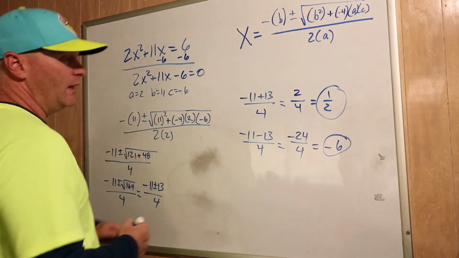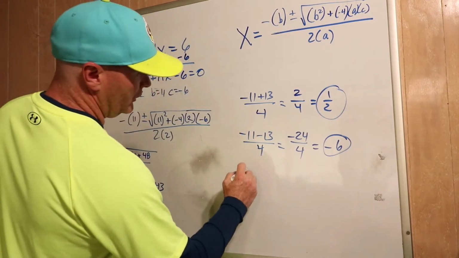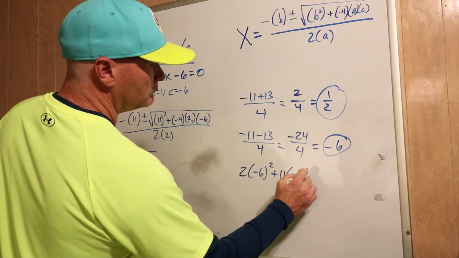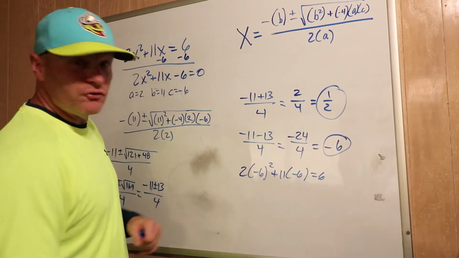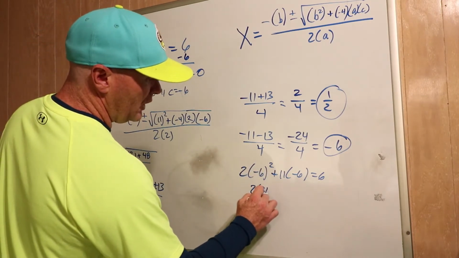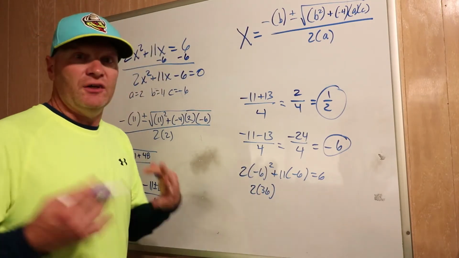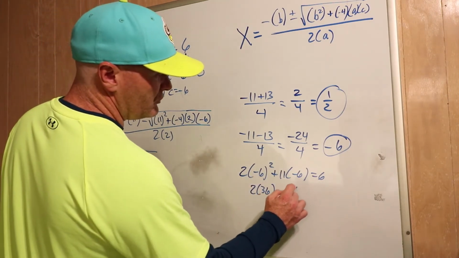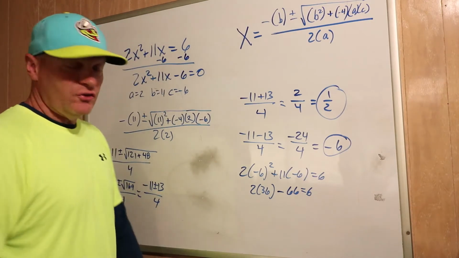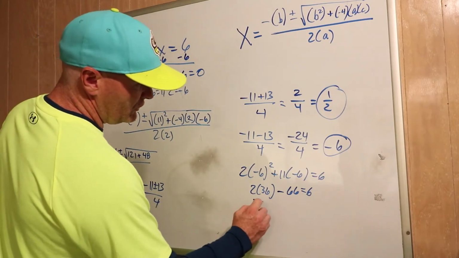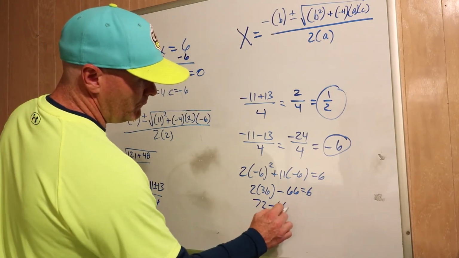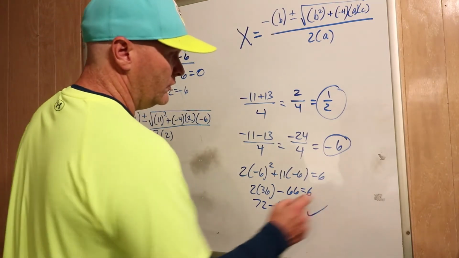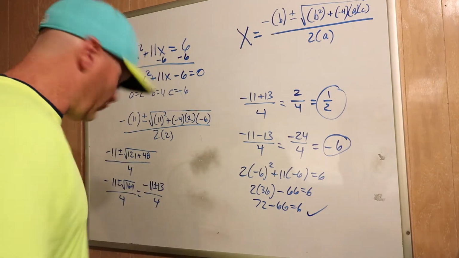Let's double check the other one. If I put negative 6 in here, it should make the equation true. Let's see, negative 6 squared is positive 36, because anytime you square something, it's going to be positive. 11 times negative 6 is negative 66. 2 times 36 is 72. Does 72 minus 66 equal 6? Yes, it does. So we know those two answers are correct.